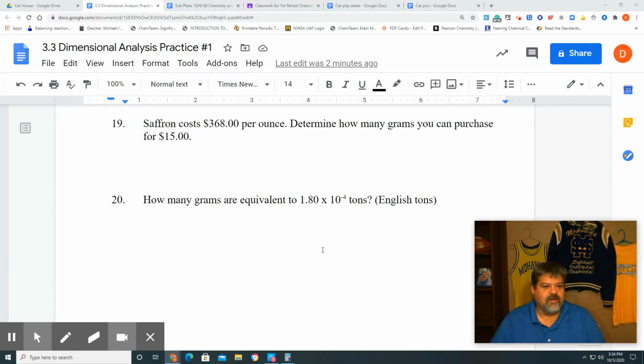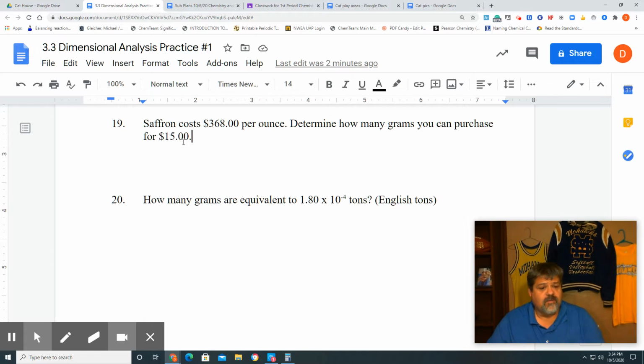Now we're going to explain how to solve question number 19 on your dimensional analysis practice number 1 worksheet. So number 19, this one right here, it says saffron costs $368 per ounce. Now, since it's per ounce, how many ounces? 1 ounce. This is a conversion factor. So you need to make sure that you think about that. So the real question is right here. Determine how many grams you can purchase for $15.